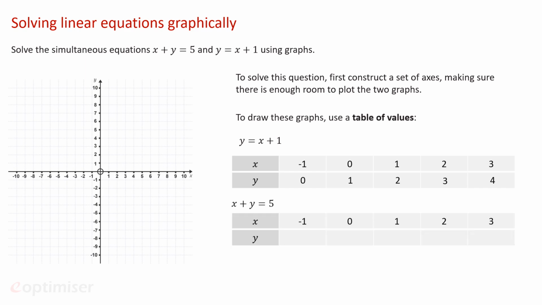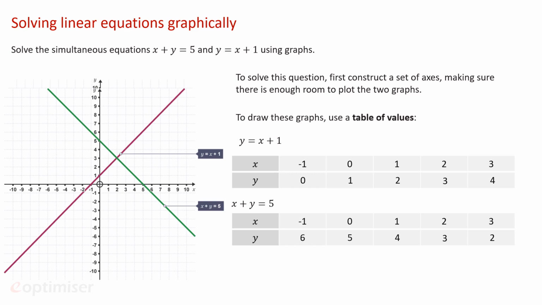Similarly, you can find the points for x plus y is equal to 5. With the same x values, we get the y values for this equation: x minus 1, then y 6; x 0, then y 5; x 1, y 4; x 2, y 3; x 3, y 2. So you can draw the line. The junction, where both lines cross, is the answer. That is 3, 3. Therefore, x value is 3 and y value is 3 is the solution to the simultaneous equation.